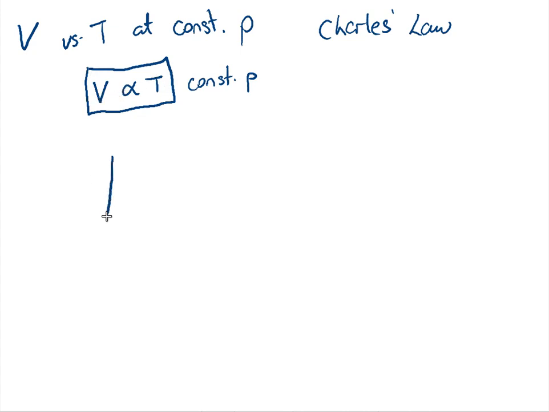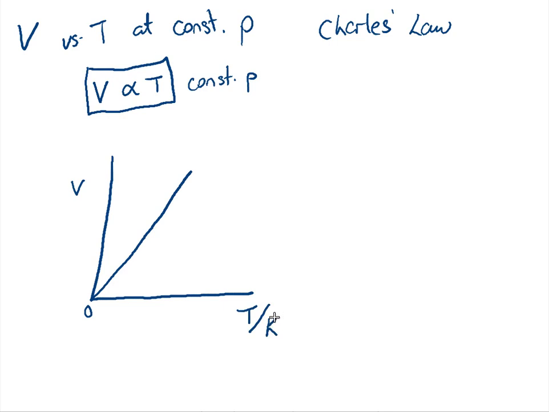If we sketch that relationship, volume against temperature, we get a straight line, a proportional relationship between the two, again with our temperature in Kelvin, looking like that. Okay, so that's a sketch of the relationship between the two. Can we rationalize what's happening here?